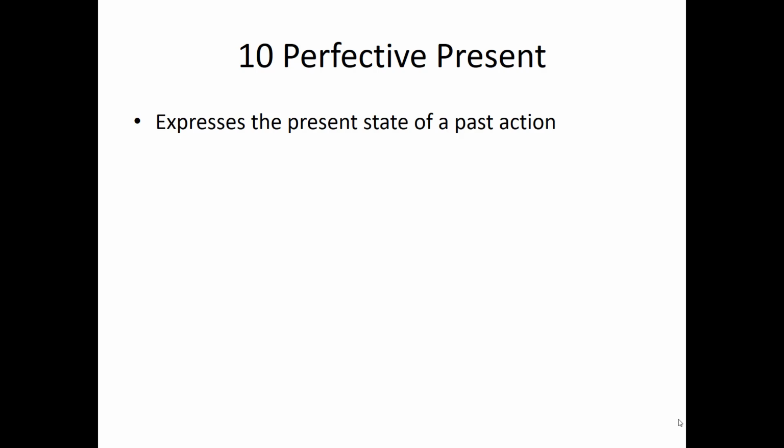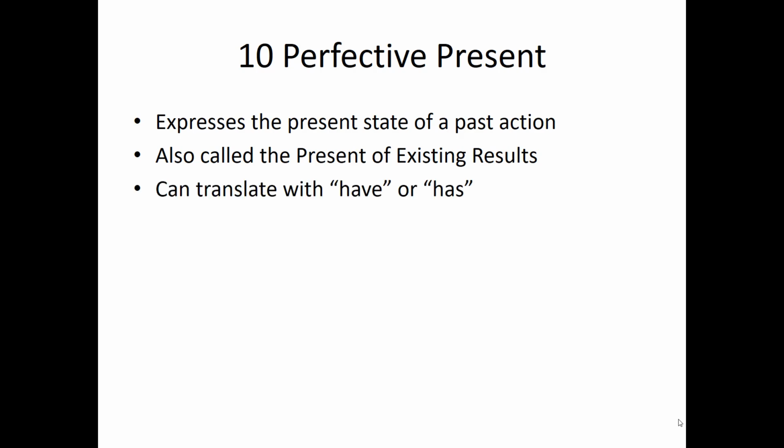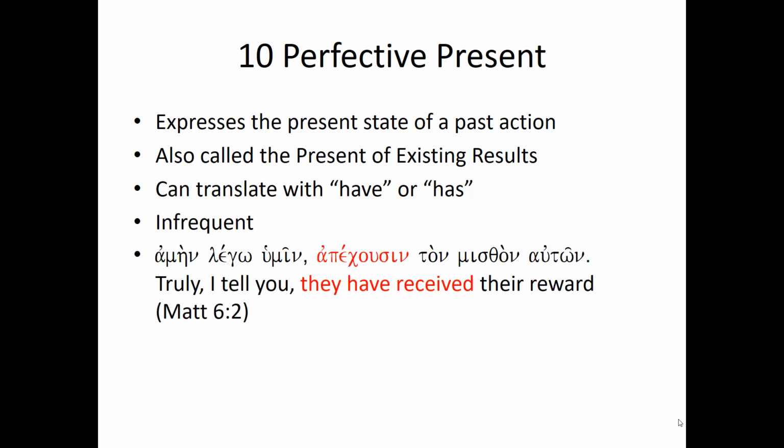You could also do something called a perfective present. This would express the present state of a past action. Sometimes this is called the present of existing results. This one you could also translate with have or has. This one is infrequent. Now the difference between the previous one is this is focusing on a present state of a past action, whereas the one we just saw a moment ago, the action was ongoing even though it had begun in the past.